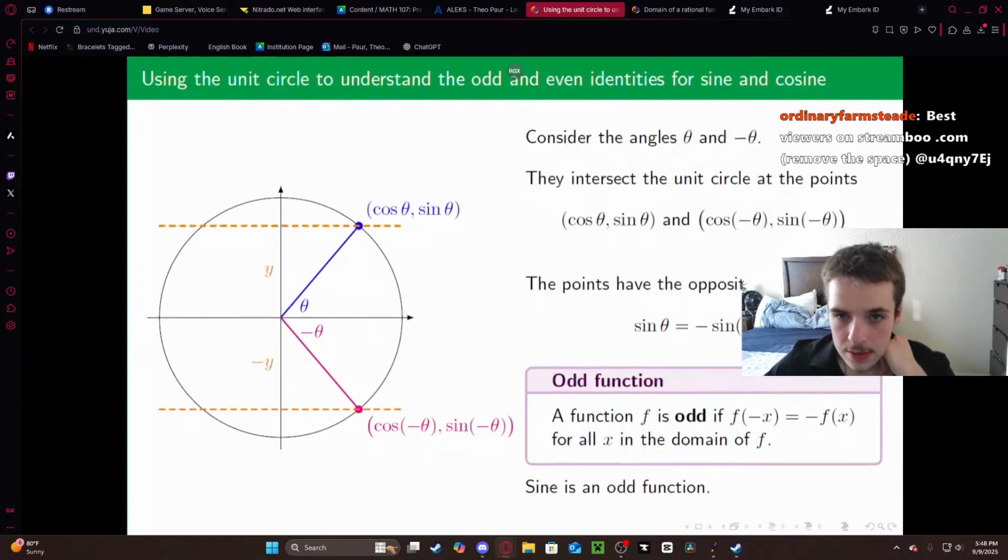I need to listen to what she says. Okay, it's the same exact thing. Cosine theta, sine theta, and cosine negative theta, sine negative theta. The points have the opposite y coordinate.